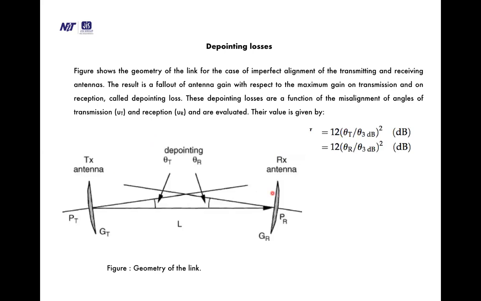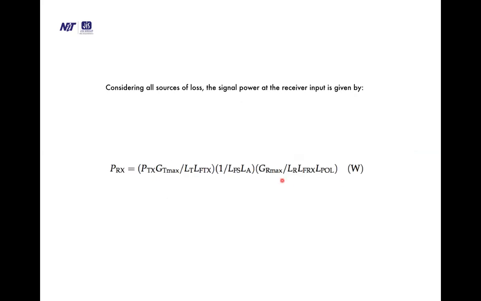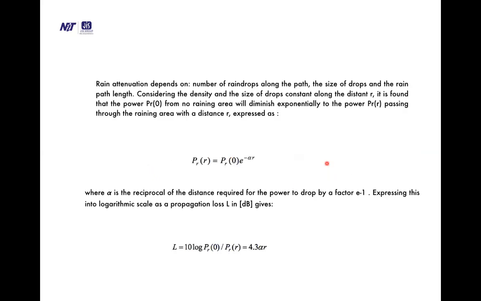This is depointing losses. Rain attenuation: we have already discussed that a long distance has to be covered by the signal between transmitter and receiver. This distance in the case of a satellite is thousands of miles. So there are different types of conditions in the atmosphere, rain may be there. So rain is very disturbing in the case of satellite communication.